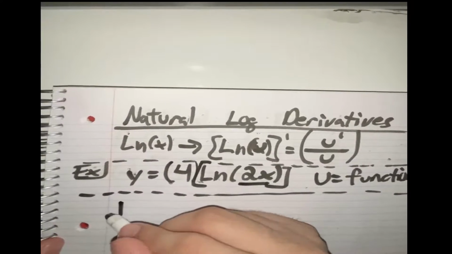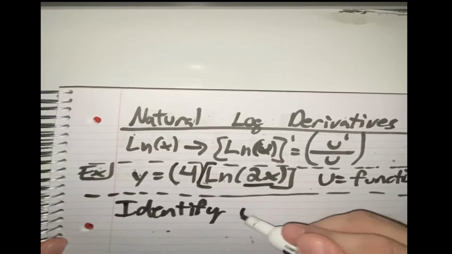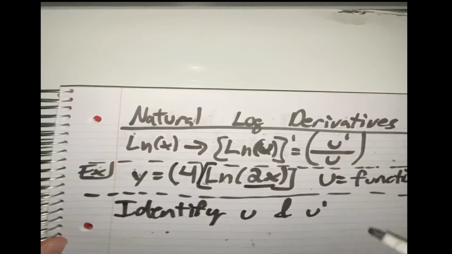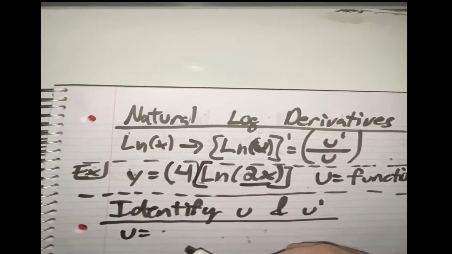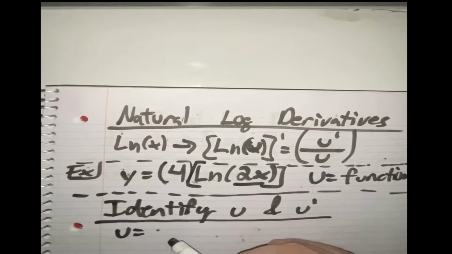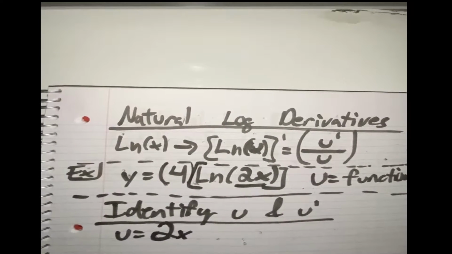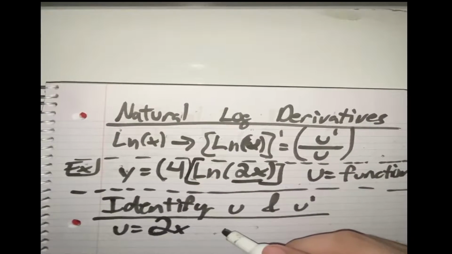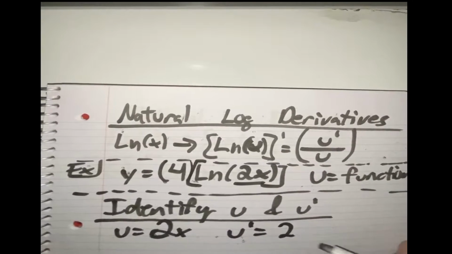So in this case, we're going to identify u and u prime. So u is the function inside the logarithm. In this case, the function is 2x. And the next thing you do is take the u prime. Taking the derivative of 2x, we simply get 2.